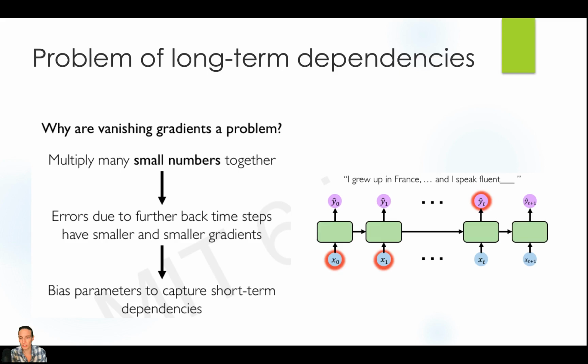If you remember the sentence, "I grew up in France, I lived in some other place sometime, and I speak fluent X." If we're predicting the X here, we need to look back really far to France. And if we have a vanishing gradient problem, then we will not remember the old states very well. So it biases your network to learn more short-term dependencies instead of long-term dependencies.